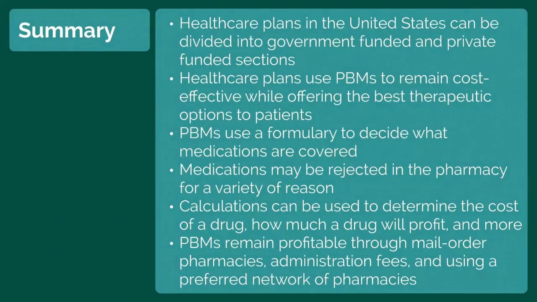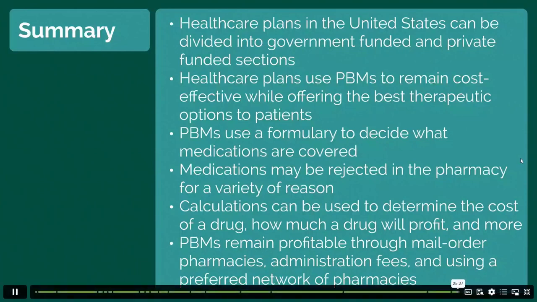In summary, healthcare plans in the United States can be divided into government funded and private funded sectors. Healthcare plans use PBMs to remain cost effective while still offering the best therapeutic options to patients. PBMs also use a formulary to decide what medications they're going to cover. Medications may be rejected in the pharmacy for a variety of reasons, and calculations can be used to determine the cost of a drug, how much a drug will profit, and more. Finally, PBMs remain profitable through mail order pharmacies, administration fees, and using a preferred network of pharmacies.